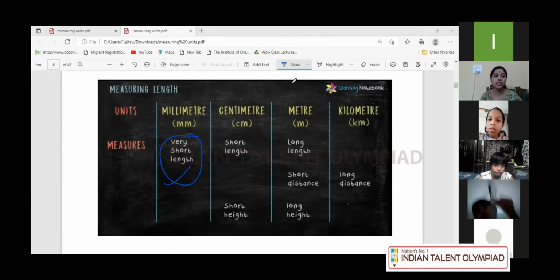Okay. And meter. Suppose this is a piece of cloth, right? This cloth we will measure in meters. We will use meter.